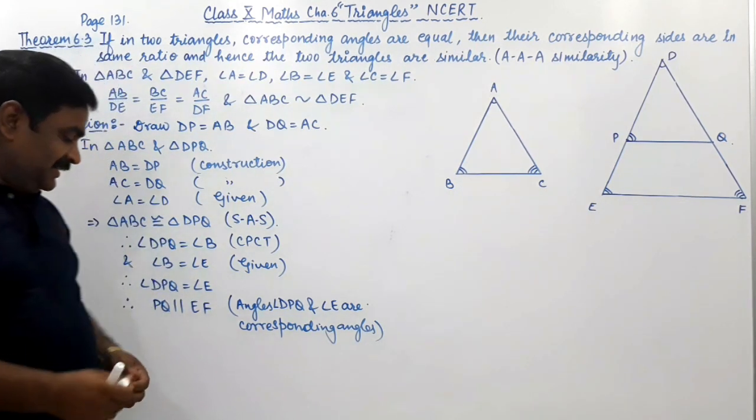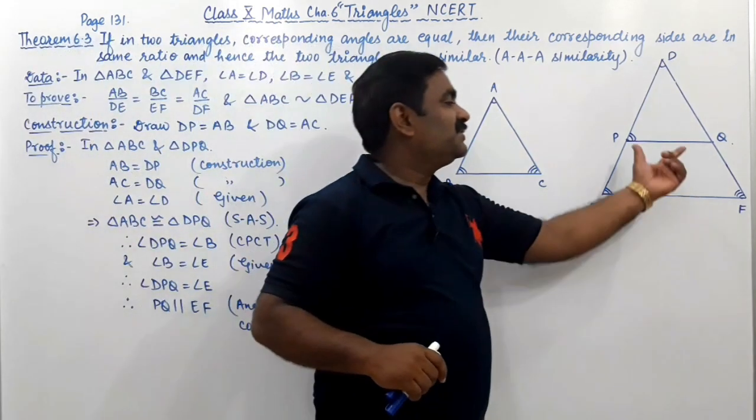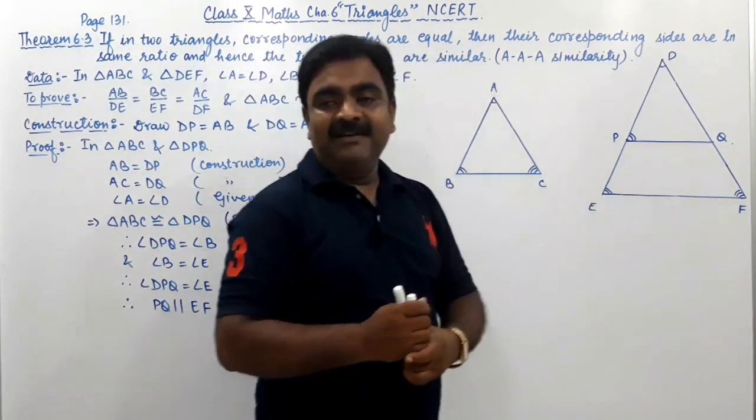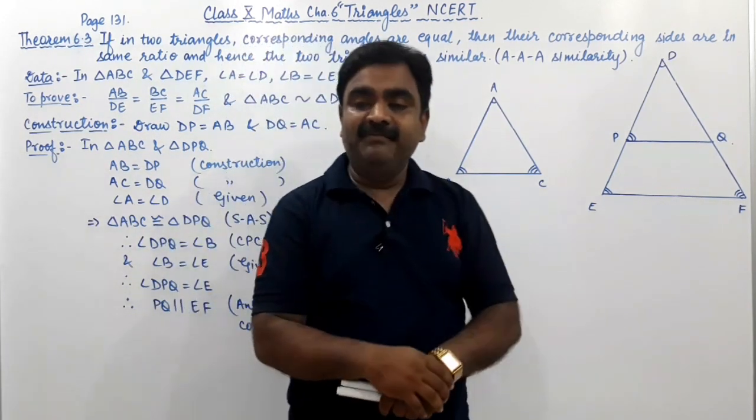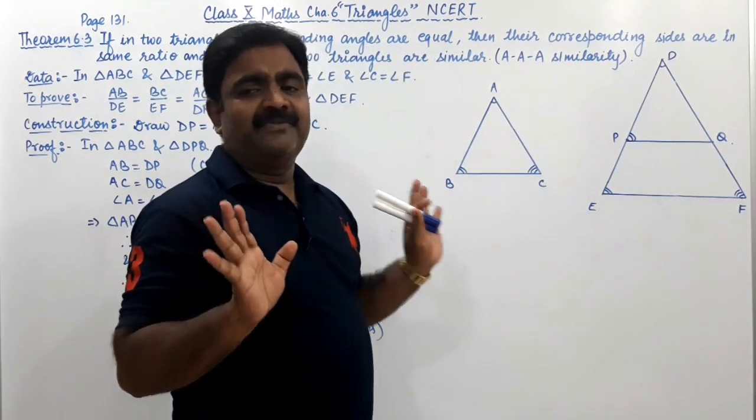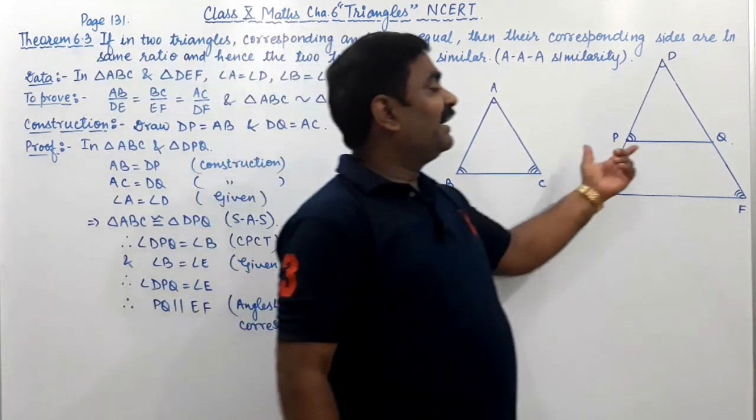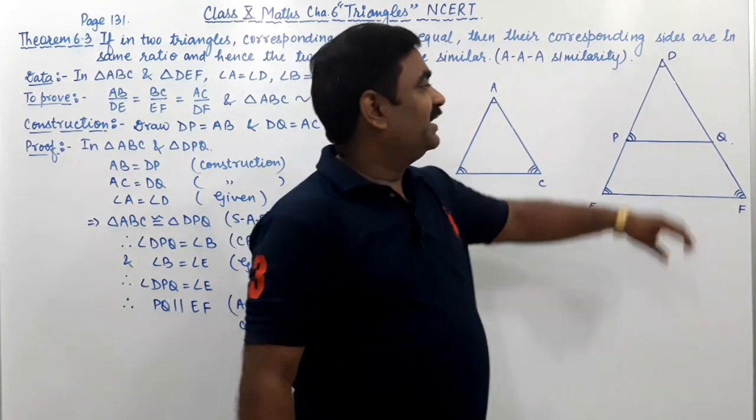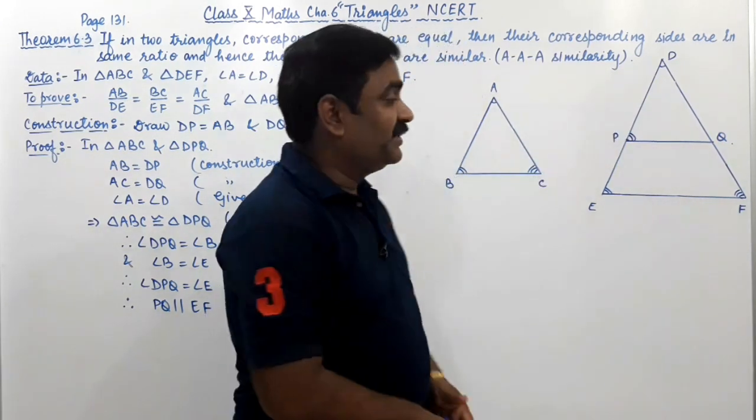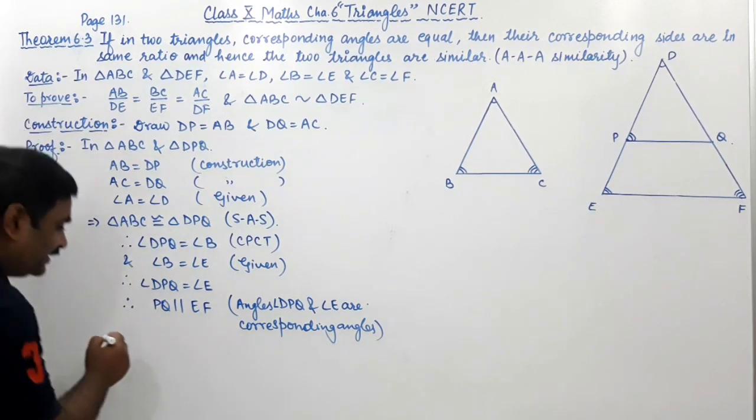So what you got? Now you got that PQ is parallel to EF. Very good. Now that PQ is parallel to EF, you can apply the Thales theorem or basic proportionality theorem comfortably, because you have read theorem 6.1. What have you read? If a line is drawn parallel to any side of a triangle, then the sides will be in the same ratio. So now, since these are parallel, in triangle DEF what can you write?